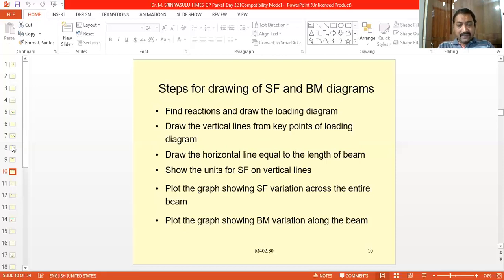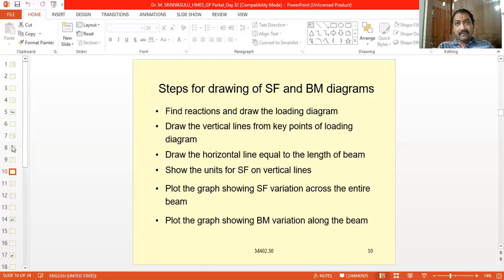So the first step is we should find out the reactions. We already defined the reactions. What are reactions? Reactions are support reactions. The reactions set up at the supports due to the loads acting on the beam are called the support reactions, and these can be found by using the equations. What is the equation here?